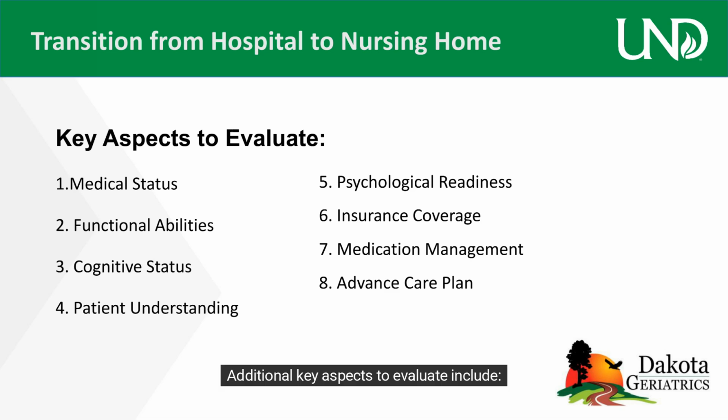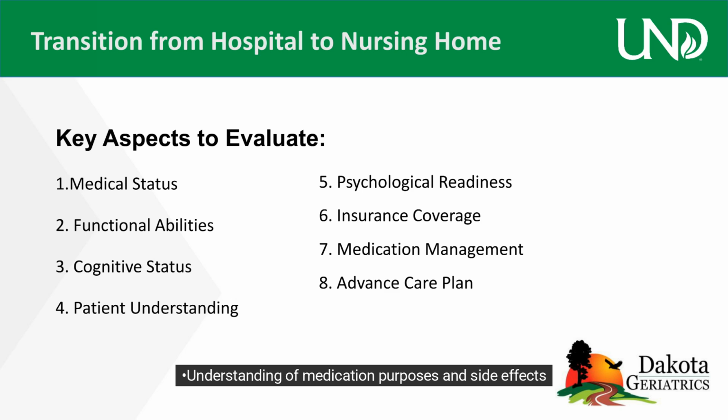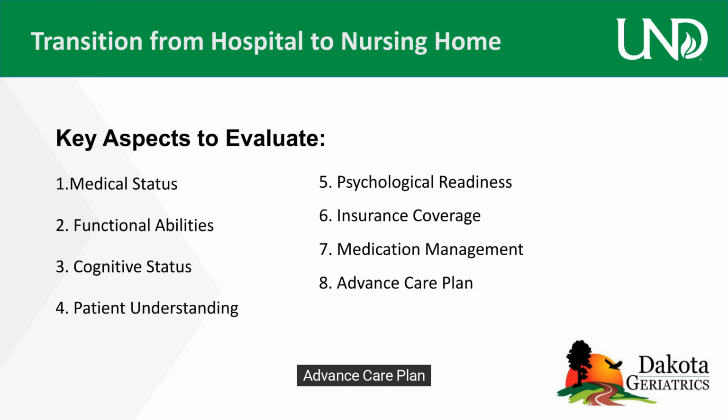Additional key aspects to evaluate include psychological readiness: acceptance of the need for nursing home placement, emotional stability. Insurance coverage: verification of nursing home coverage, financial implications of placement. Medication management: ability to self-administer medications, understanding of medication purposes and side effects. Advanced care plan: do they have one in place?